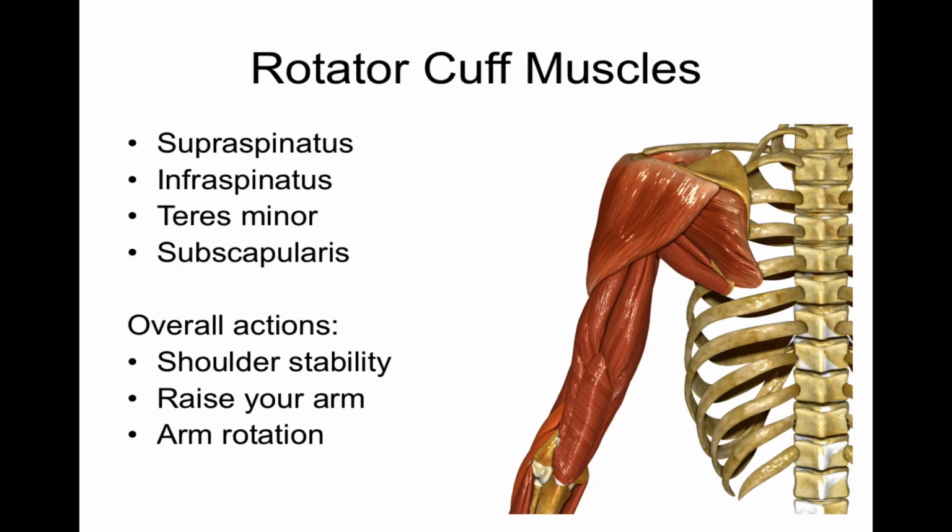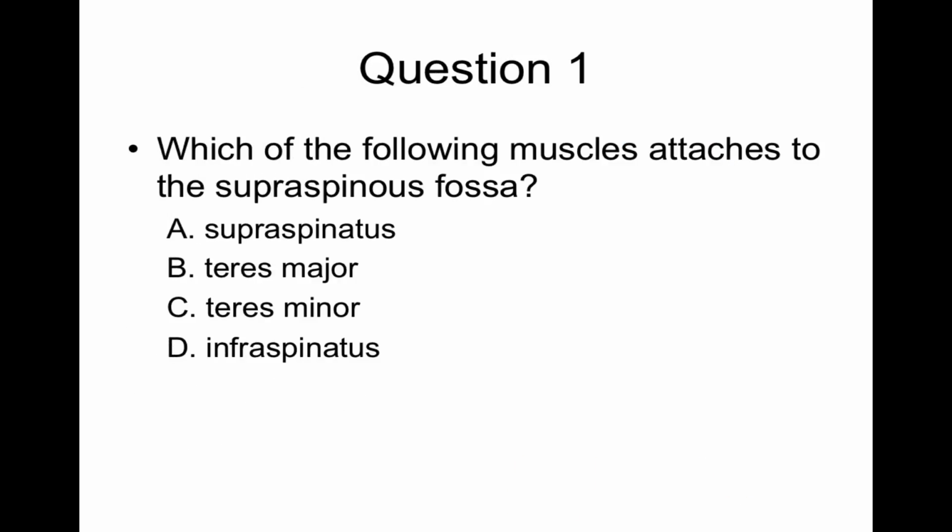So the rotator cuff muscles collectively are supraspinatus, infraspinatus, teres minor, and subscapularis. The overall actions here are basically to stabilize the shoulder, to raise your arm, and then to rotate your arm. And so in this case, we can talk about either medial rotation or lateral rotation of the arm. So they basically wrap around the top part of the arm and perform these actions, almost like a cuff wrapping around the upper part of the arm.